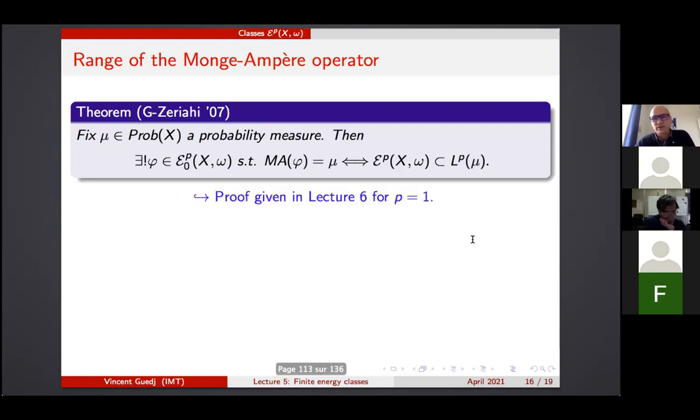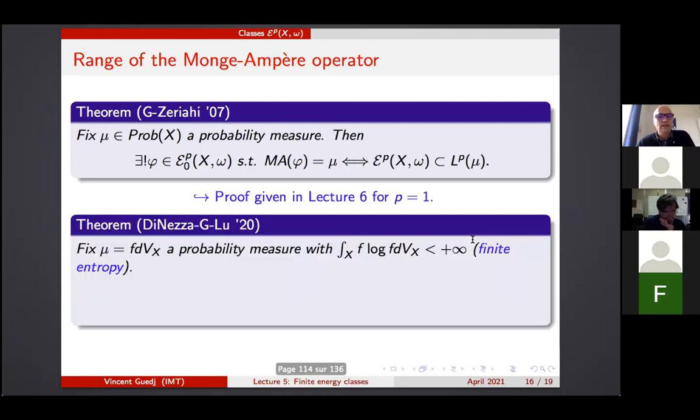In a slightly different direction, you will have a brief glimpse of the proof in the next lecture for P equals 1. And in a slightly different direction, and a bit more connected to something I said last Thursday in lecture 4, if you pick a measure mu which is absolutely continuous with respect to Lebesgue, and which has finite energy, which means simply here that the integral of f log f dV_x is finite.